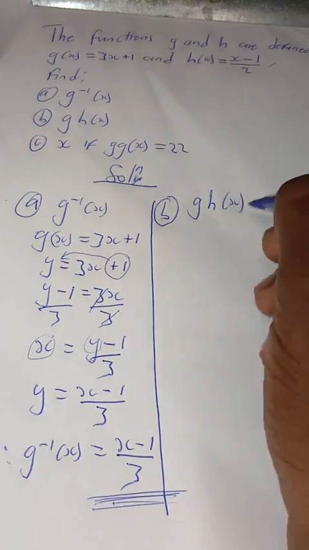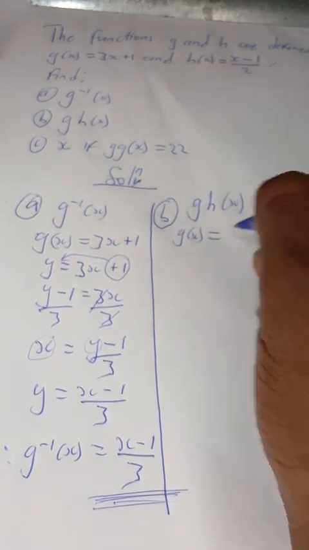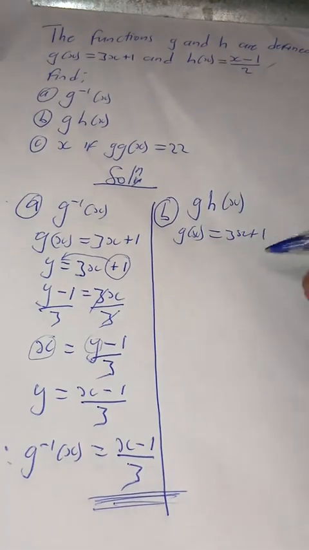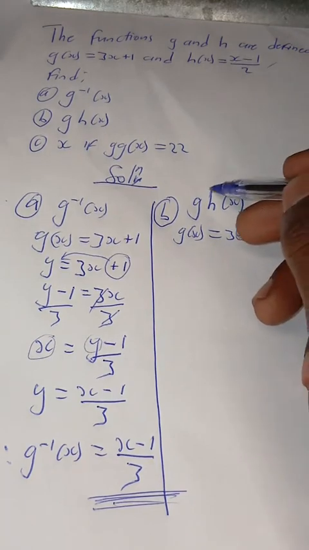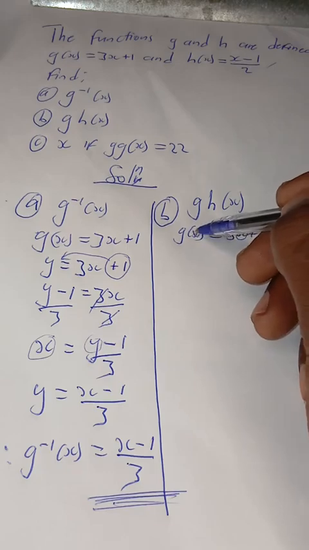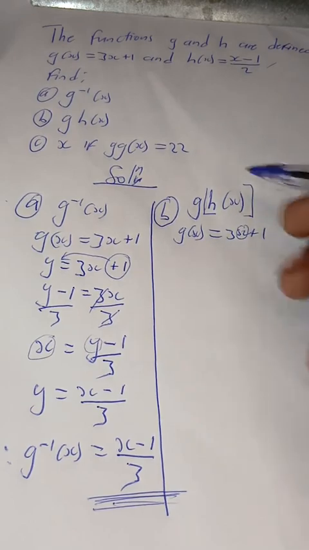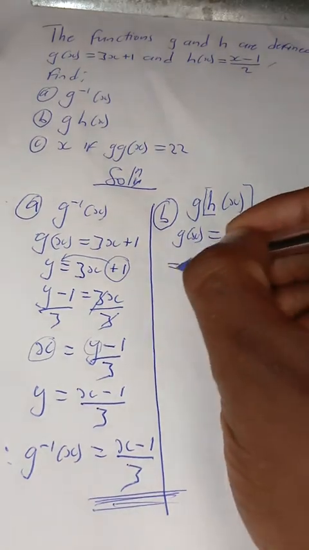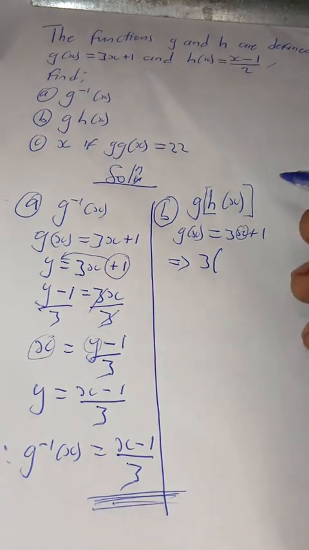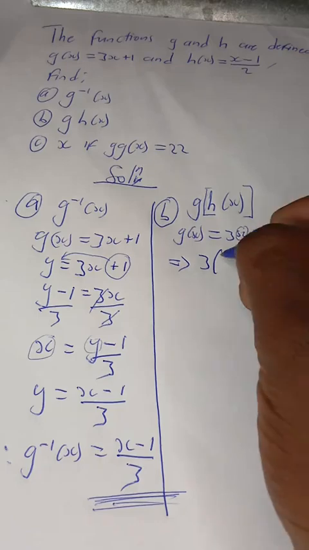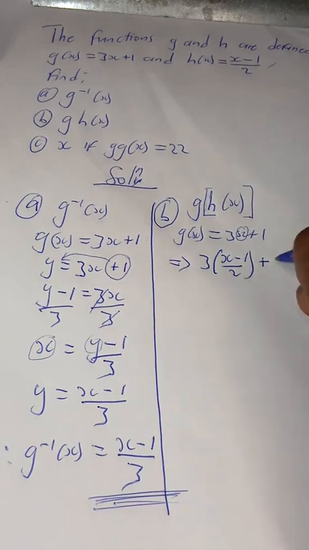The function of g is given like this, 3x plus 1. They are saying here where there is x, we put what? The whole function of h. As you can see here where there is x, we put h, this one. So this implies that 3 open bracket, we bring the whole function of h, which is x minus 1 over 2, plus 1.